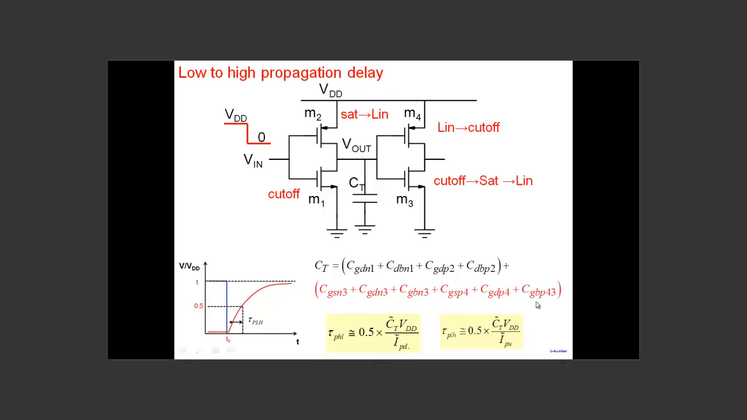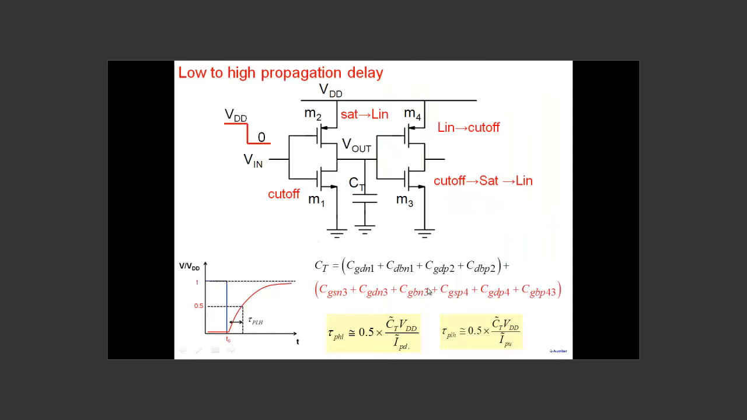And as I said, these are functions of bias. They depend on the state here. So all that we can do in an analytical calculation, a quick calculation, is get a rough estimate here. These are very important capacitances, drain to body of N1 and drain to body of P2. So as I said, you need to do the layout or have some estimate for the area of the drain and the perimeter of the drain.